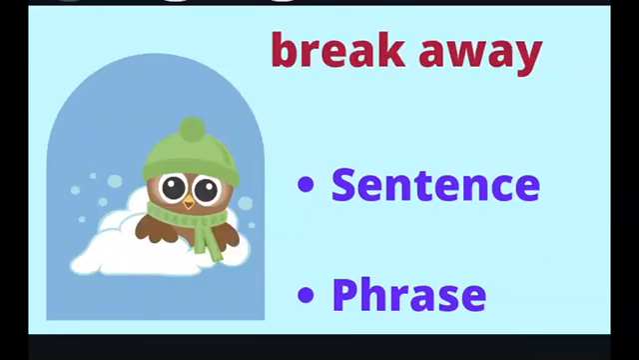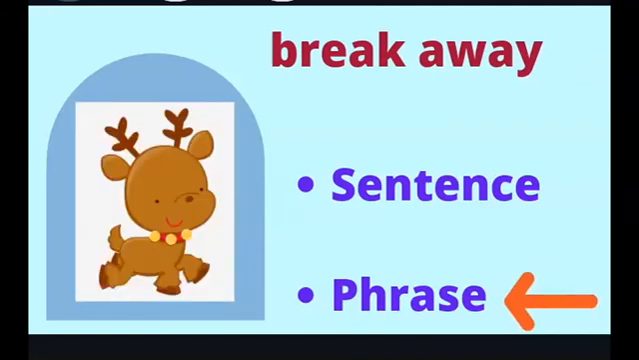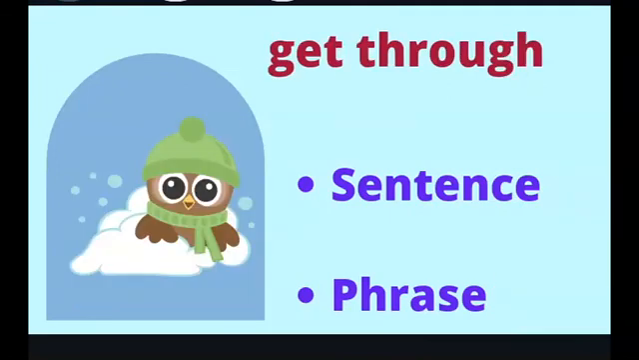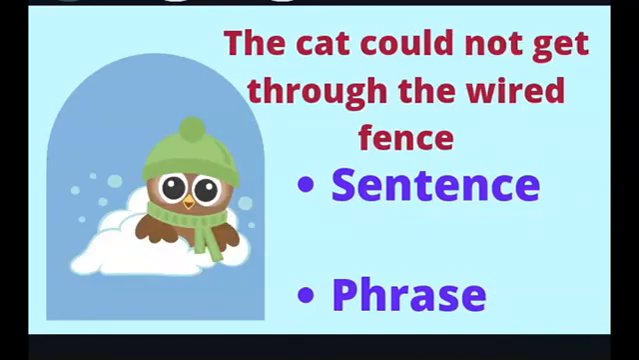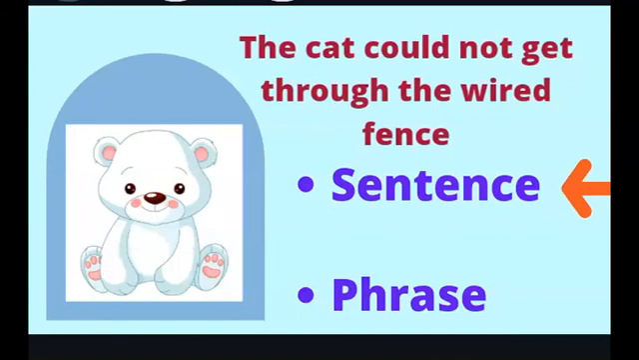Next one. Break away. Is it a sentence or a phrase? And the answer is it is a phrase. Next one. Get through. Sentence or a phrase? And the answer is yes, you're right, it's a phrase. Good going, children. Next one. The cat could not get through the wire fence. Is it a sentence or a phrase? And the answer is it is an example of a sentence.